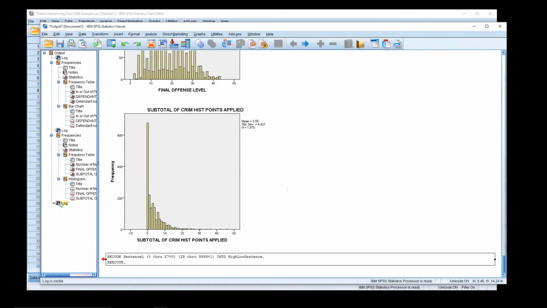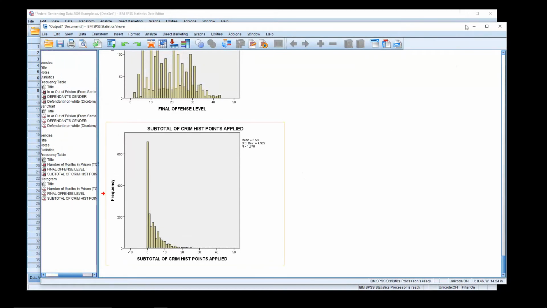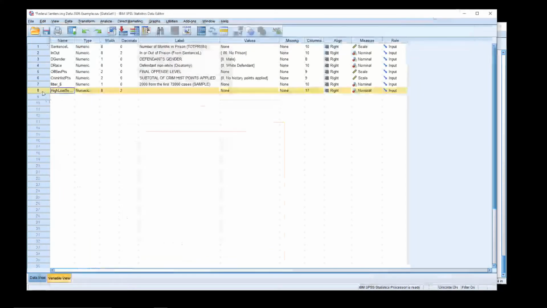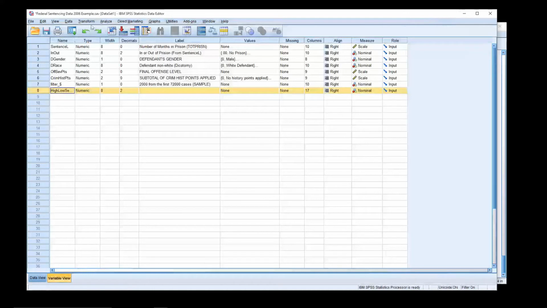So we're going to click OK. It's going to create that for us. I'm just going to delete that log entry. Make it nice and clean. So we have this new variable. So now let's examine what a crosstab analysis would look like: gender predicting or explaining sentence length, and gender explaining the in-out decision.